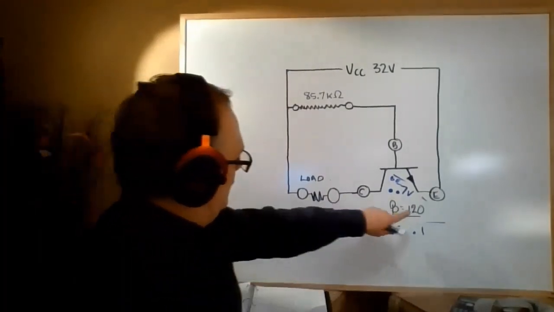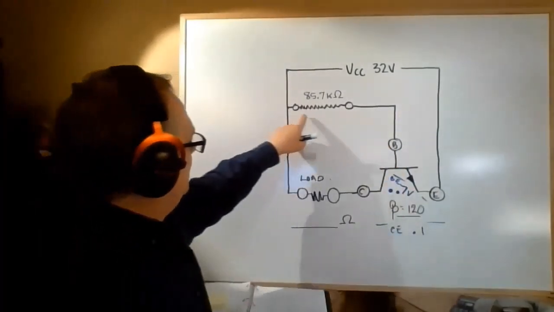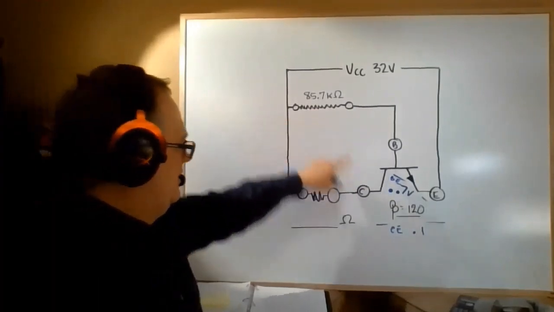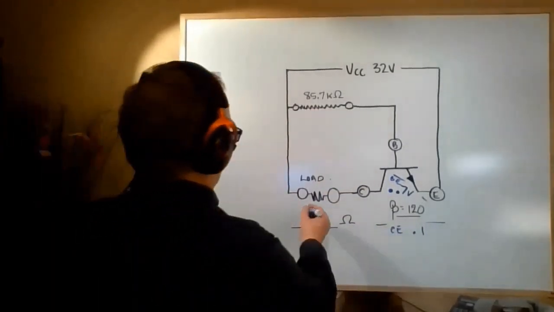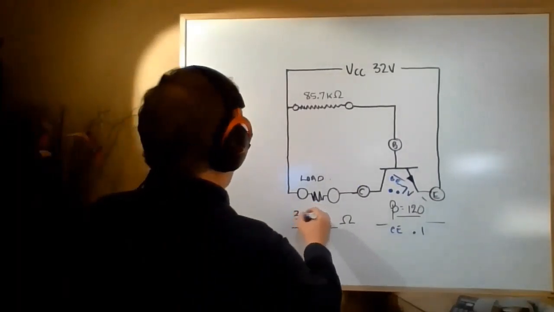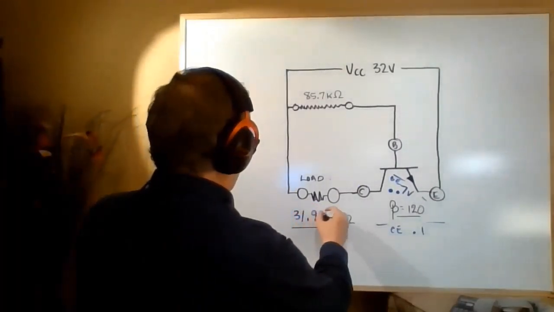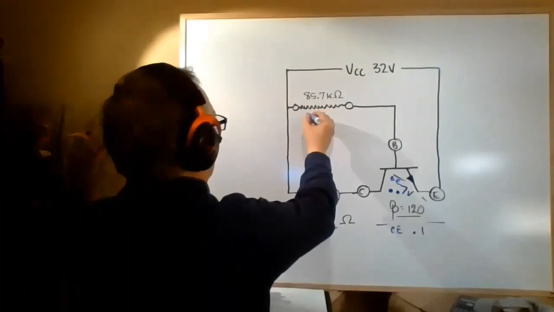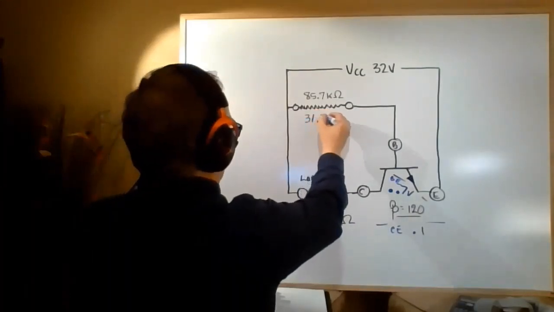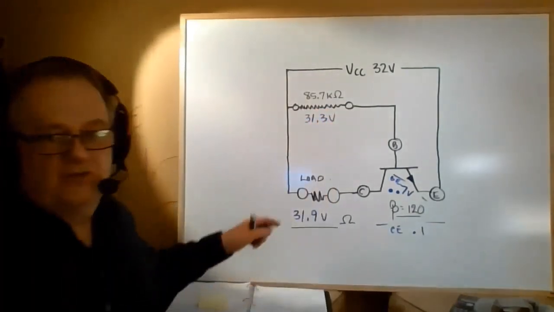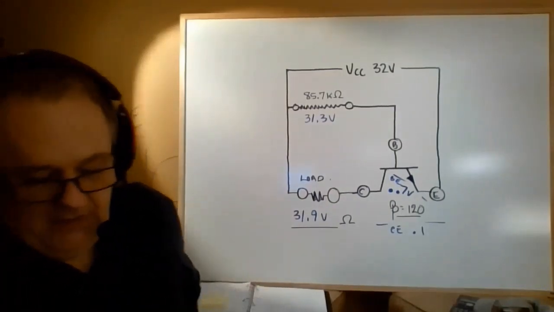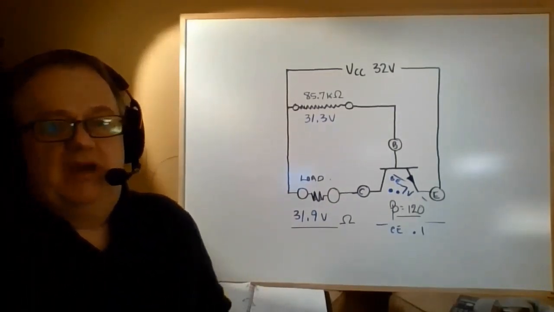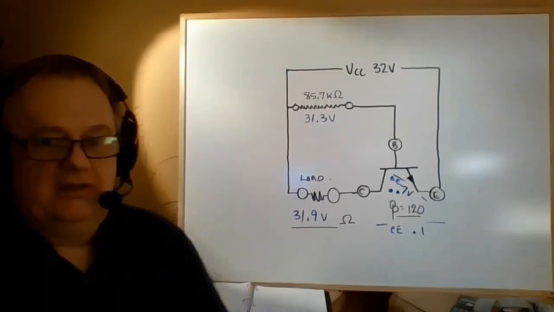Now, the 0.7 of a volt is in series with this base resistor, and the 0.1 of a volt is in series with this load resistor. So we can actually fill these in as well. This is going to be 31.9 volts, and this is going to be 31.3 volts. So now we literally know the four voltages, two in each branch, and it really becomes a matter now of doing some current calculations.